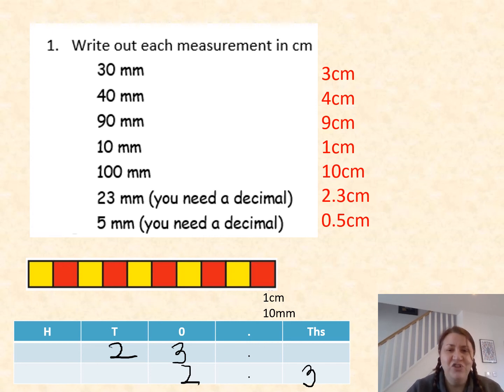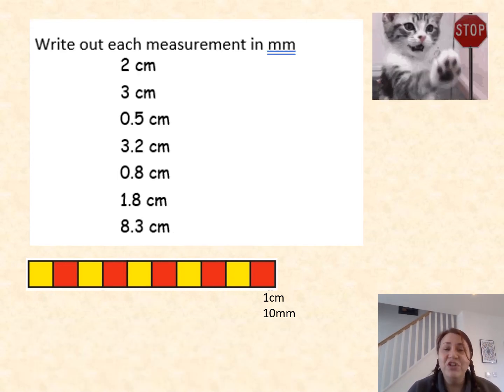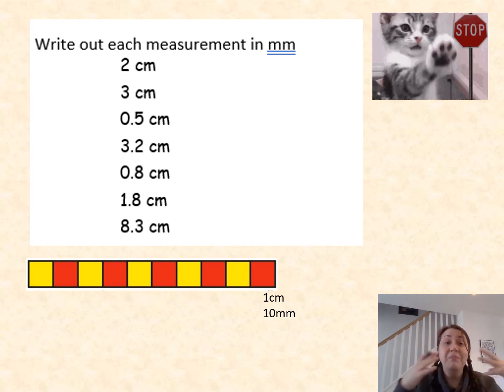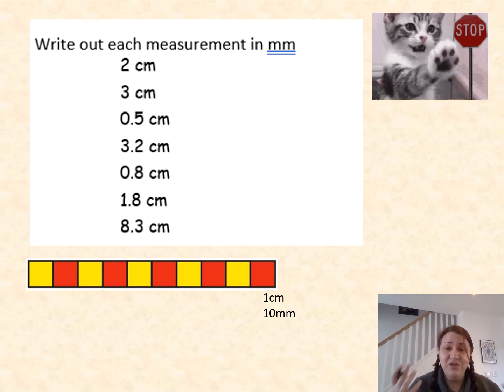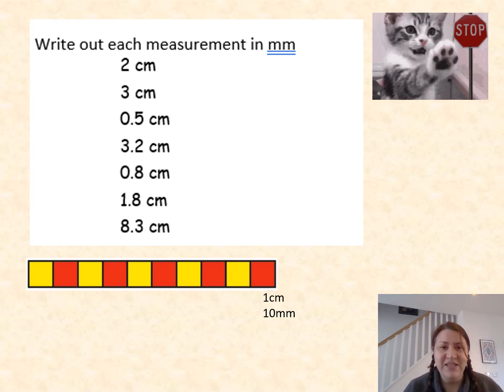Remember, I did say this is tricky. Okay, we're going to have a go doing it the other way around now. So here you've got the centimetres. Now I want to know how many millimetres there are. So this time you're going to multiply by 10. So you're doing the opposite. Last time you divided by 10, now you need to multiply by 10.